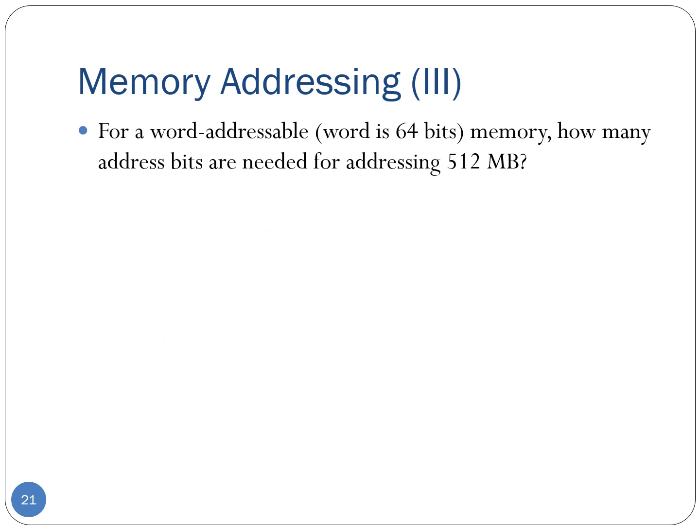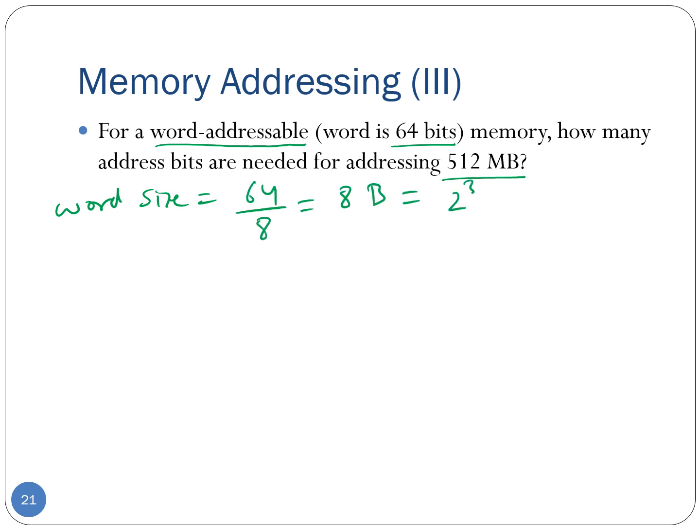The fourth problem here is again presenting us with a word addressable memory, but the word size is 64 bits, and the question is how many address bits would be needed if we want to address 512 megabytes of memory. Okay, so first of all, word size is given by 64 divided by 8, which is simply 8 bytes, which is basically 2 cube bytes. 512 megabytes would be 2 to the power 9 multiplied by 2 to the power 20 bytes, which is 2 to the power 29 bytes.